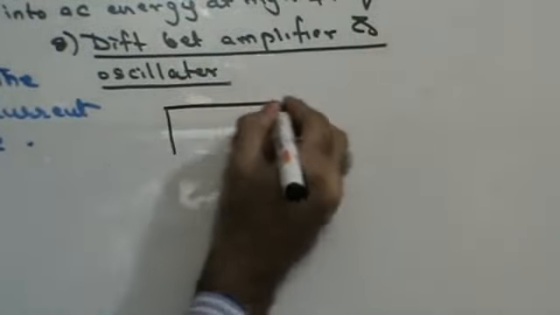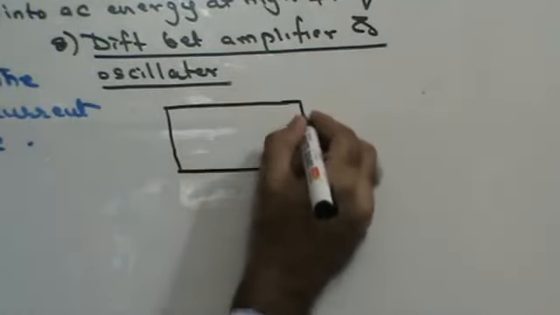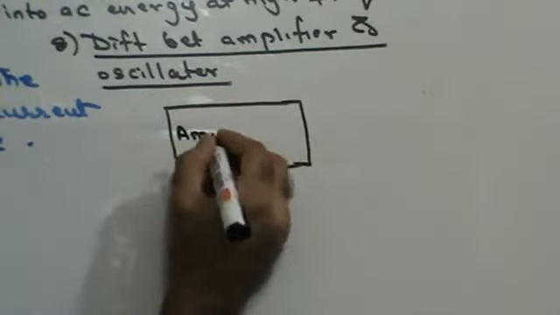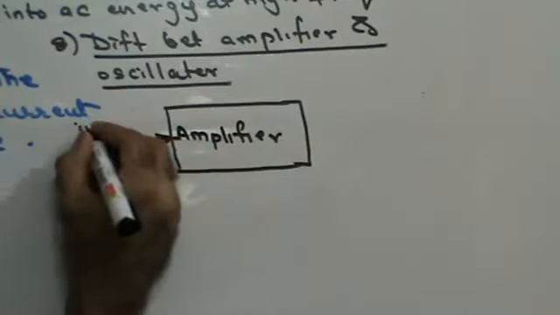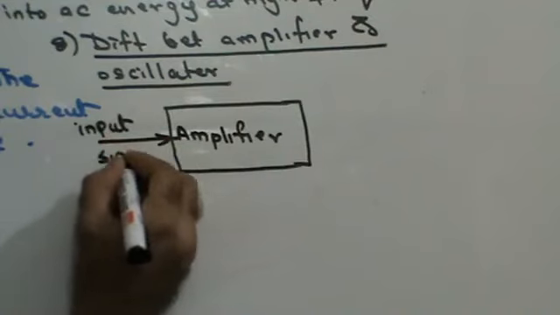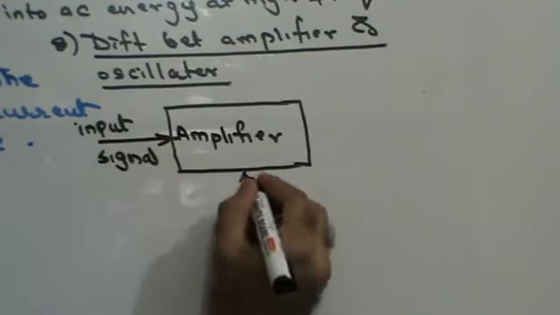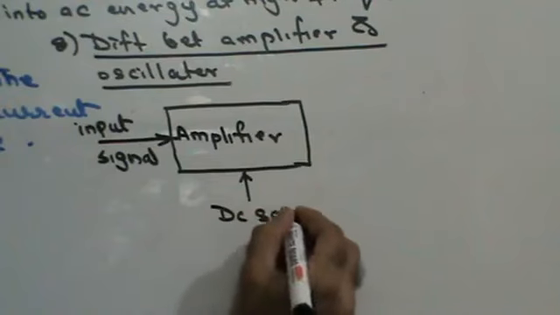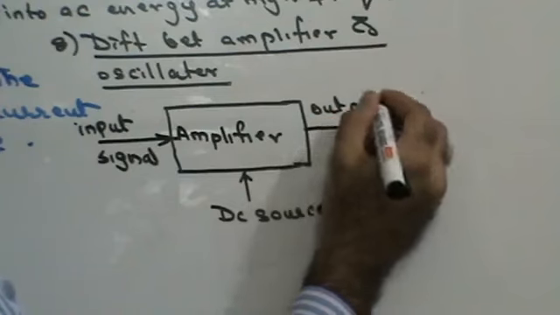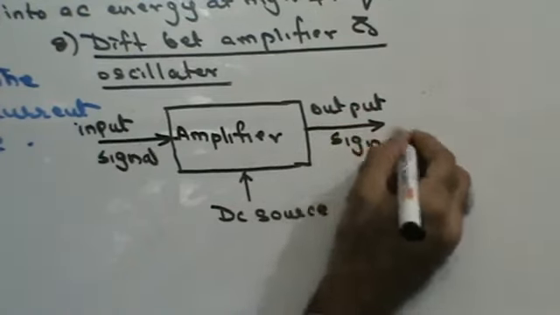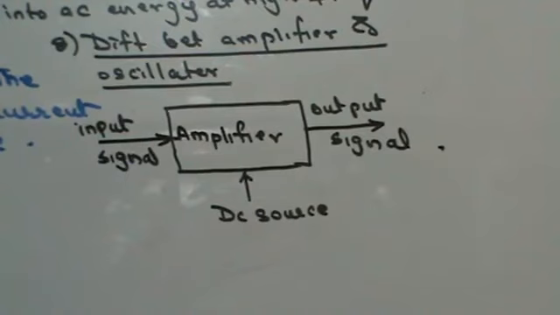Let's first see the block diagram for an amplifier. Suppose this is my amplifier. There is going to be an input signal, there is going to be a DC source, and there is going to be an output signal. That's your basic diagram of an amplifier, right?